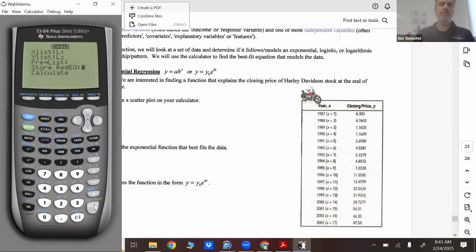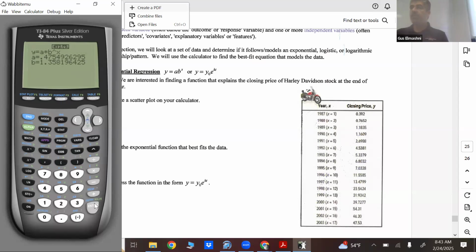Do you guys know how to call up Y1, Y2, Y3, Y4? Okay, this is good because you guys need to know this for AP Calculus. To store an equation, we're not storing as a number, we're storing an equation. Hit alpha, trace. You see that window pop up? You could choose where to put it. I'll put in Y1. Okay, Y1 works for me. Calculate it. It'll give me the equation.